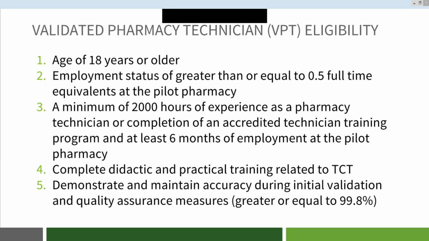Finally, to become a VPT, the technician must demonstrate and maintain accuracy rates of 99.8% during the initial validation and quality assurance processes. More on this will come in the next couple slides. Throughout the rest of Module 2, a technician completing trainings and the initial validation process will be known as a candidate.